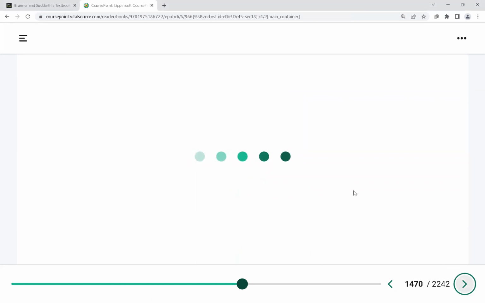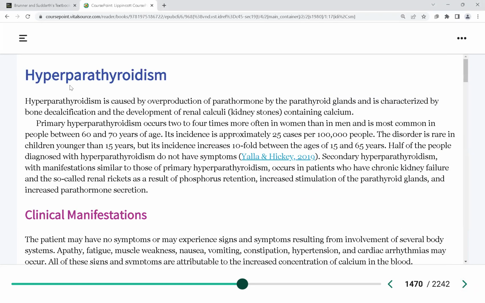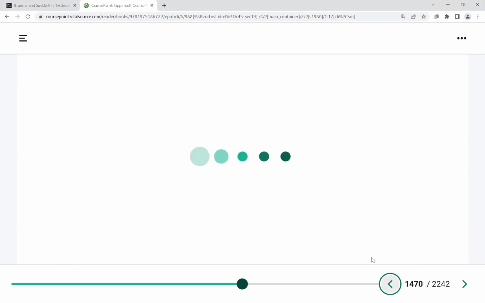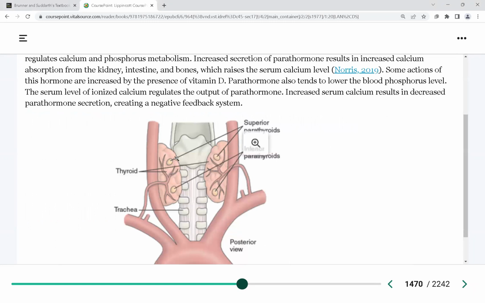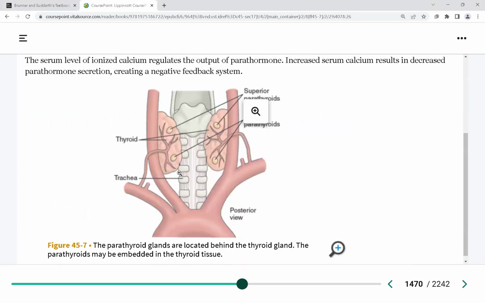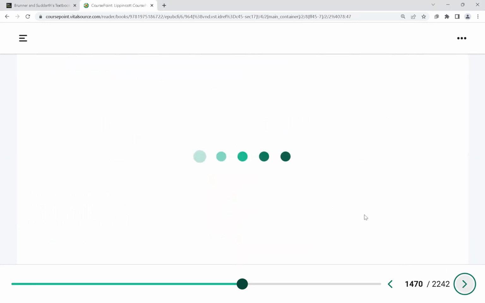Okay, let's start with hyper first, hyperparathyroidism. So this means the patient's parathyroid glands are hyperactive. The most common cause is a tumor. So there's a tumor growing in any one of the parathyroid glands. It doesn't have to grow on all 4. It just needs to grow on one. So one or more of these grows a tumor.